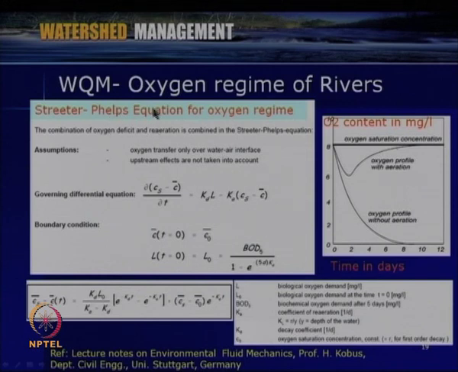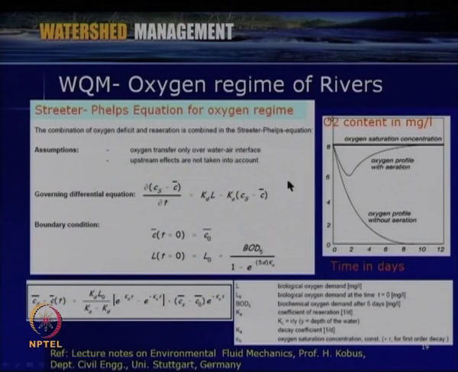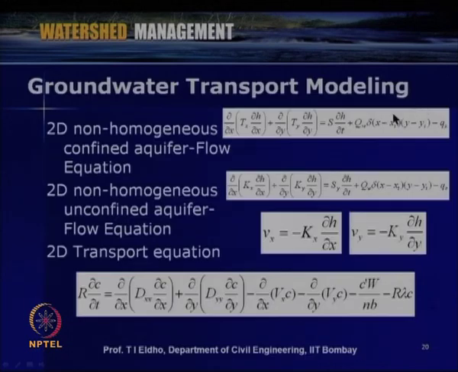So, as far as the Streeter-Phelps equation is concerned, we can even have an analytical solution as given here. When we are looking at the modeling of the oxygen regime within a river, we can use these Streeter-Phelps equations, and then correspondingly identify how the oxygen content changes within a particular section, say the longitudinal section of the river.